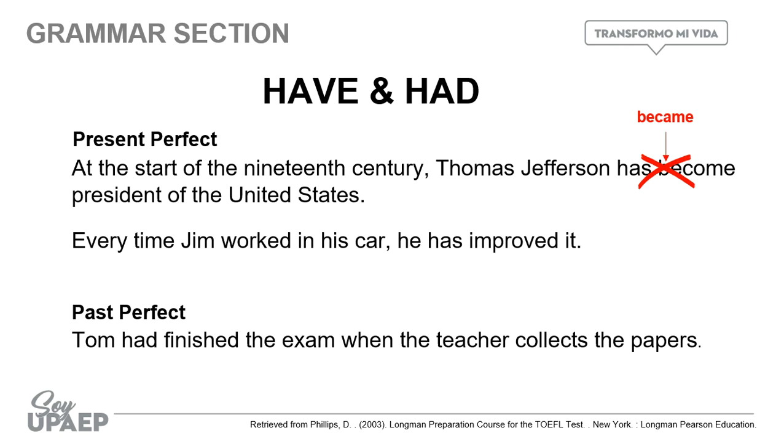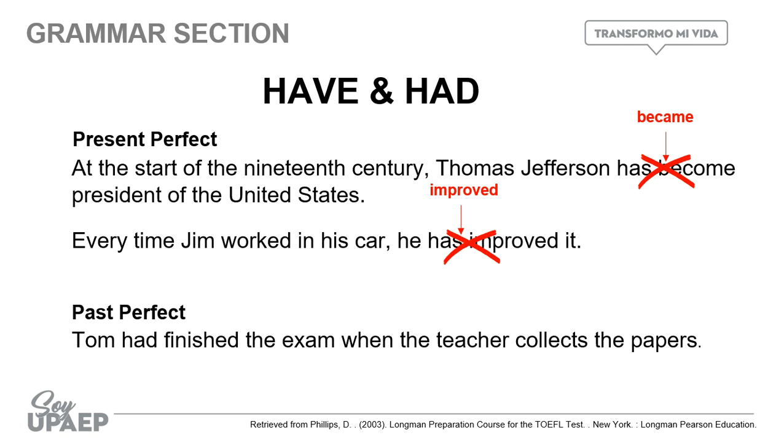Every time Jim worked in his car, he has improved it. Okay, if you notice, this sentence is also incorrect. Why? Because it has to be: every time Jim worked in his car, he improved it. Why? Because both situations happened in the past.